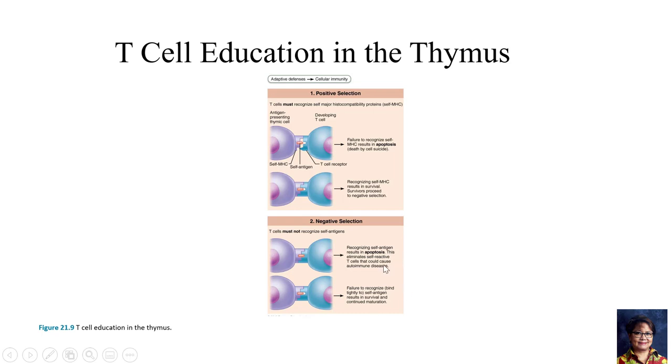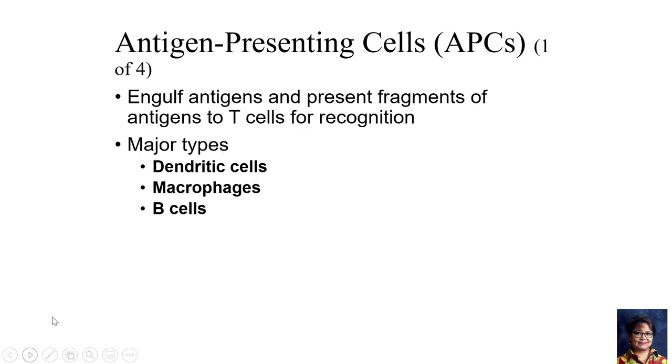And right here, it acts just like this one here. It is not recognizing the self. It's not binding tightly to the self antigen. This would result in survival. It could latch into the major histocompatibility complex, like this one is latching into it, but it's not recognizing the self antigen as a foreign antigen. Therefore, this type of negative selection is good for its immunocompetence.